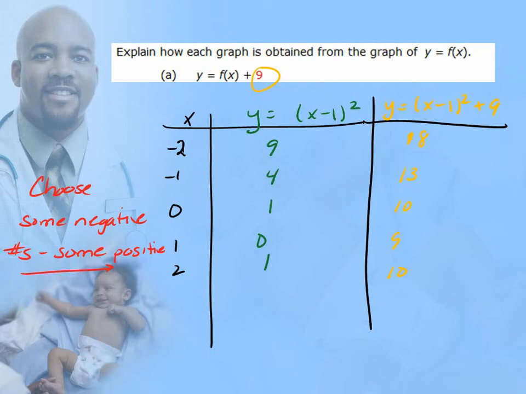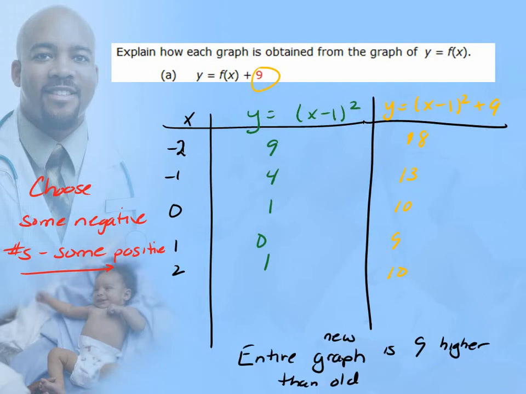And I know this was an easy one, but I wanted you to see my strategy. I'm not going to give you something to memorize. I want to give you something that you can use. So if I throw anything at you, you can figure it out in a very simple way. And this is the simple way to figure that out. So what I conclude, all y values were raised by 9 in my yellow. So my entire new graph is 9 higher than old.